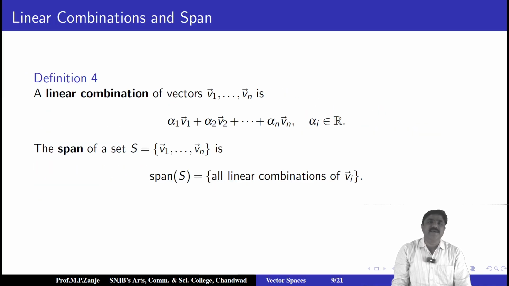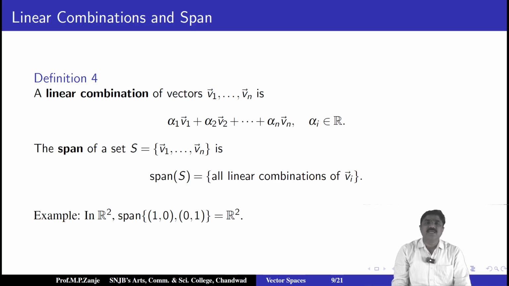Linear combination and spanning. A linear combination of vectors v1, v2, ..., vn is alpha 1 v1 plus alpha 2 v2 plus up to alpha n vn, and the set of linear combinations is called the span of the vi. If two vectors are there, then we can say one is a scalar multiple of the other. But if there are n vectors, we use the terminology that any one can be expressed as a linear combination of the rest of the vectors. This is an important result in the vector space.